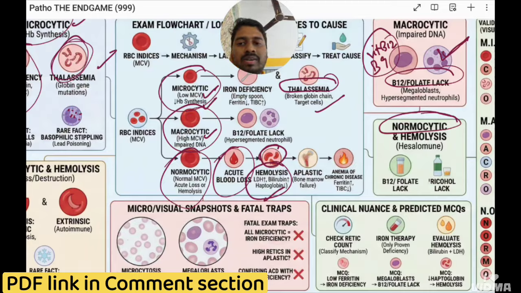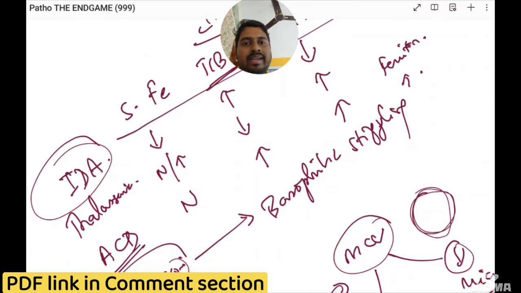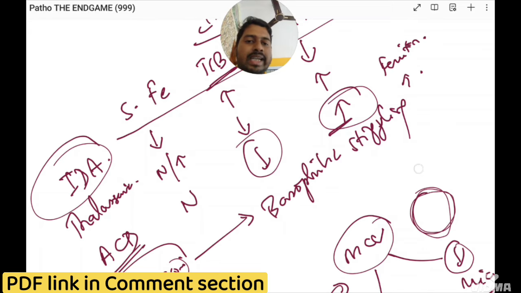So these both are not normocytic. Anemia of chronic disease is actually microcytic. Here there is increased ferritin and decreased TIBC. That is what I have told. Increased ferritin and decreased TIBC, that is, decreased iron binding capacity.